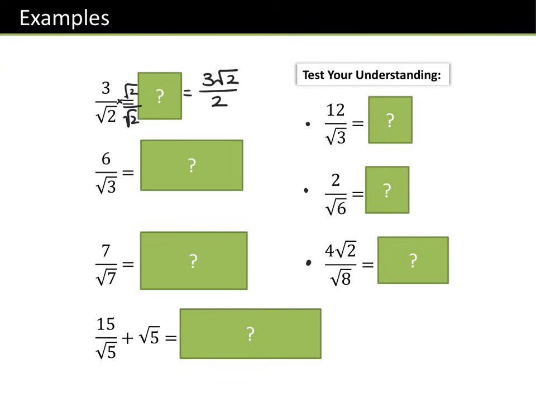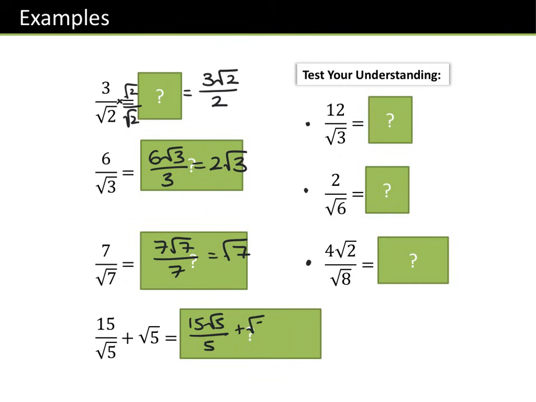So then for the second one, we're going to get 6 root 3 over 3, which is going to cancel to 2 root 3. For the next one, we're going to get 7 root 7 over 7, which is just going to give me root 7. Then I'm going to have 15 root 5 over 5 plus root 5. 3 root 5 plus root 5 is 4 root 5. Again, I've done these really quickly because this is the speed we should be able to get into.